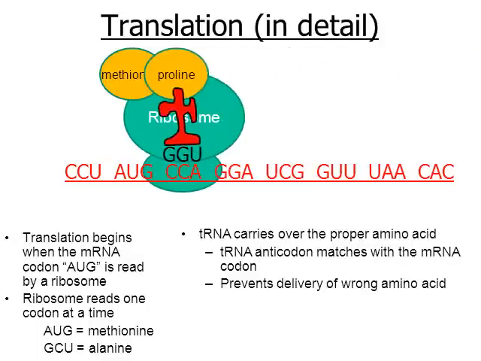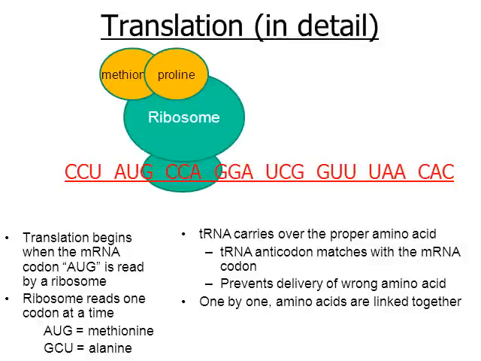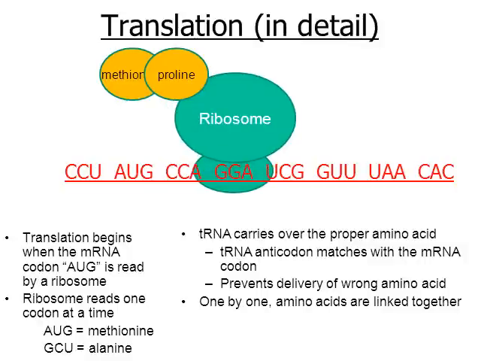If you look at again CCA, I'm wanting proline. Here's the right tRNA. It has brought proline over. Notice how the red CCA codon matches the black GGU anticodon. That's a match. tRNA will deliver proline and exit. The ribosome moves down a notch. One by one, amino acids are linked together. Right now, the ribosome is reading GGA. Find GGA on your chart and you'll see that's the code for glycine. I want glycine and only glycine.